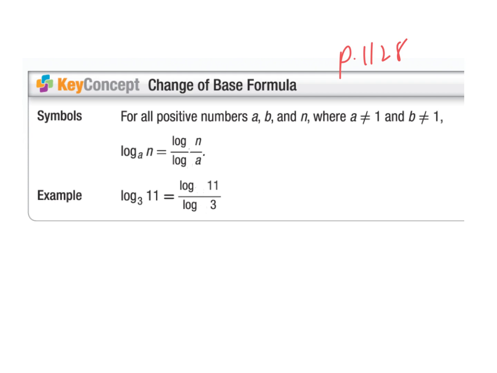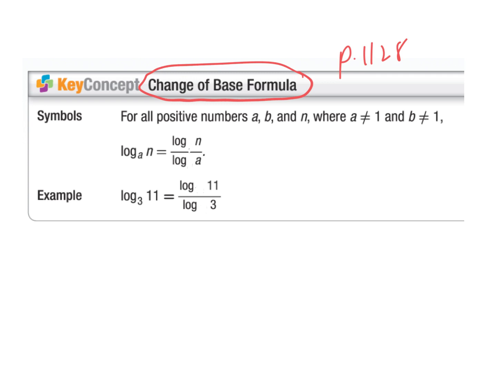This is the change of base formula. This is going to make a big chunk of our problems that we did in 7.5 irrelevant. Let's focus down at the example. This is giving us our restrictions. A and B can't equal 1. The rest of the numbers have to be positive.